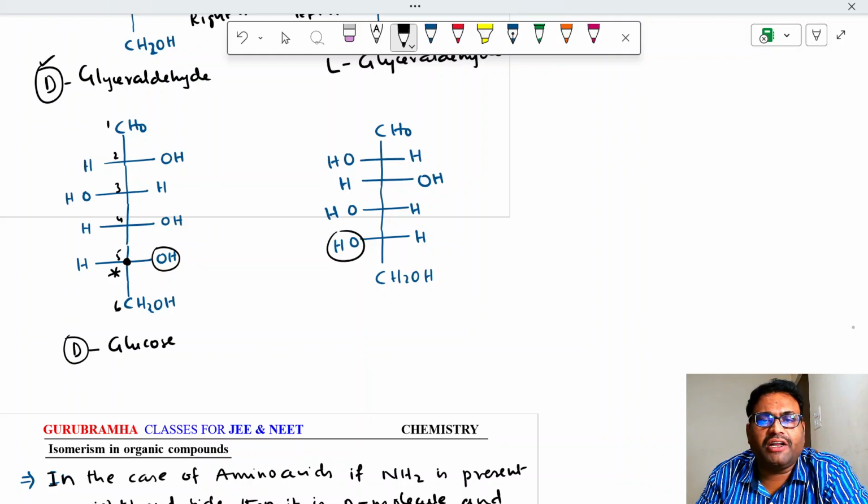Last but one carbon atom, 1, 2, 3, 4, 5, 6. This is the last but one carbon atom, where OH is on the left side. And this is the glucose molecule. I write it as L-glucose. So based on the OH present on which side at the last but one chiral carbon, D and L nomenclature is used. Understood?